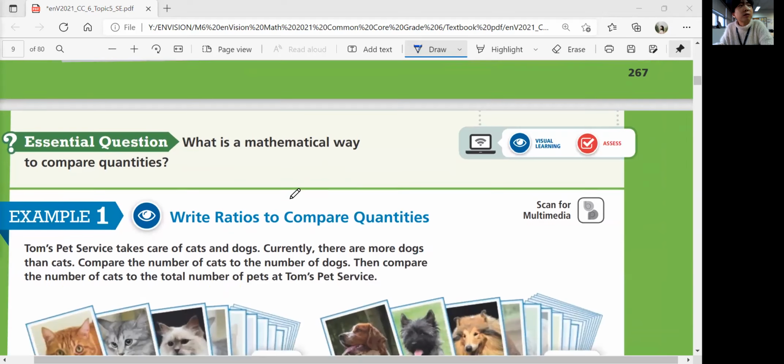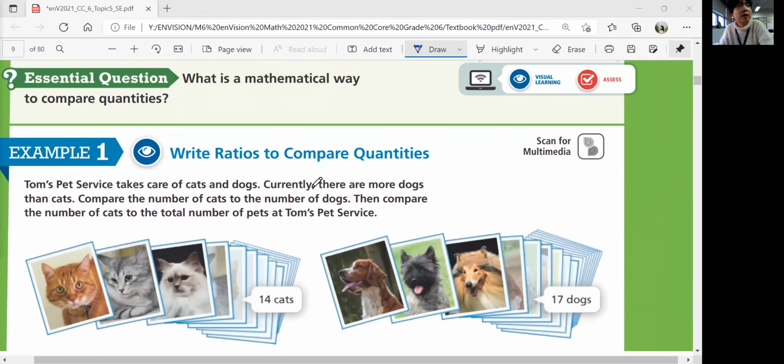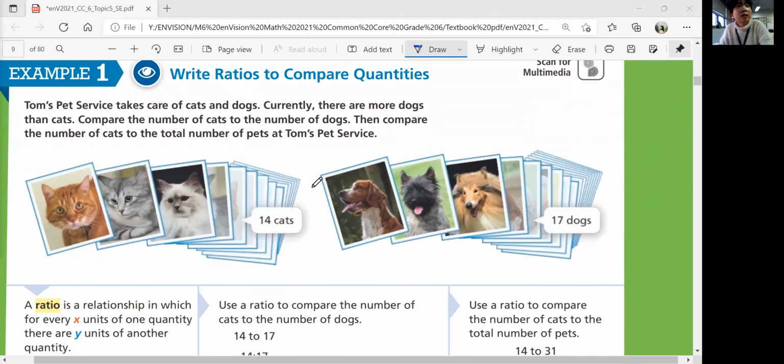Let's look at example 1. Throughout this lesson, we'll think about what's a mathematical way to compare quantities. Write ratios to compare quantities. Tom's Pet Service takes care of cats and dogs. Currently, there are more dogs than cats. Compare the number of cats to the number of dogs. Then compare the number of cats to the total number of pets at Tom's Pet Service.